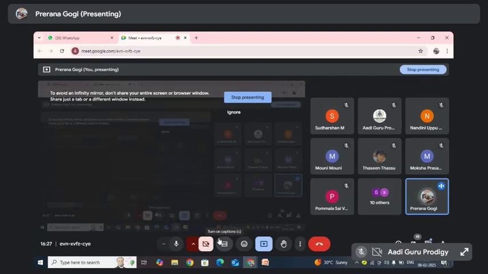Because I want to show you a small GUI interface of SAP, sorry. Is there any question, guys?